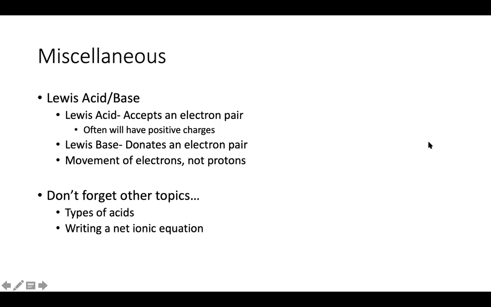Ozzy asked, will buffers be on the exam? From my understanding, buffers are chapter 15, so they should not be.